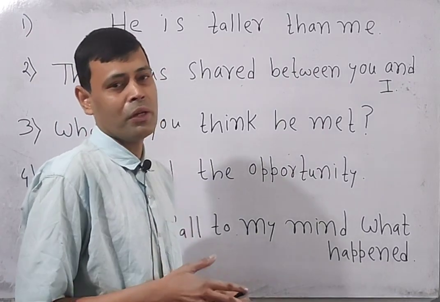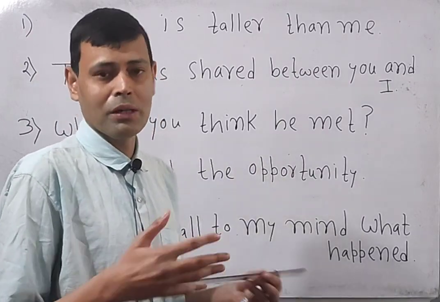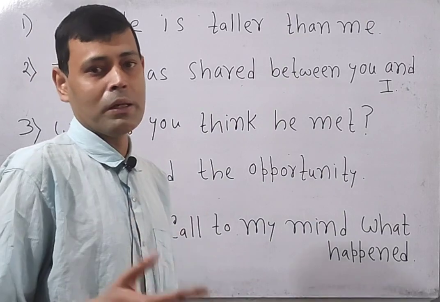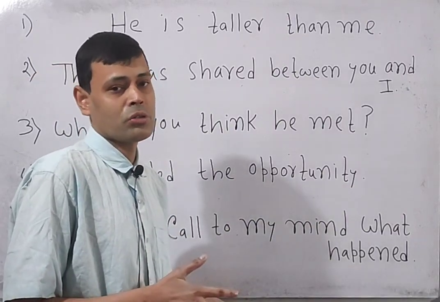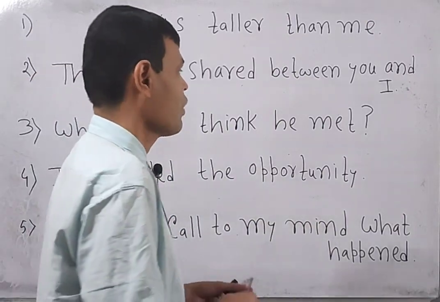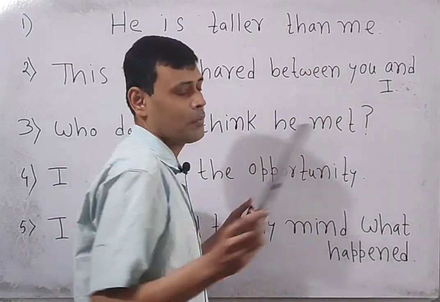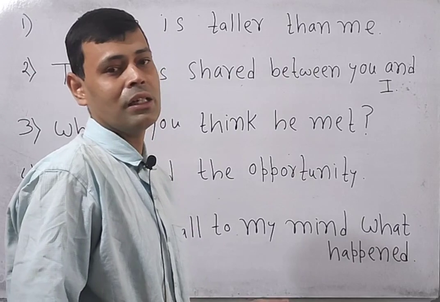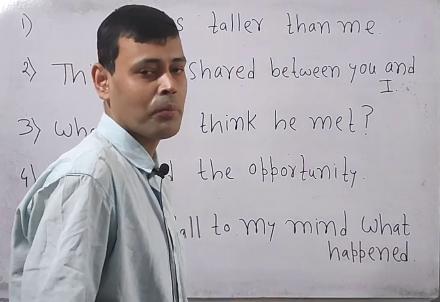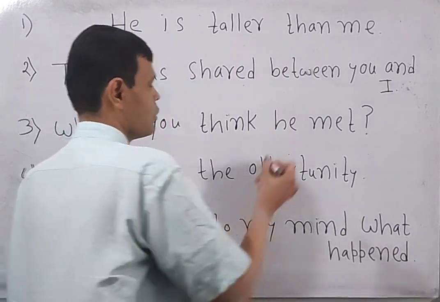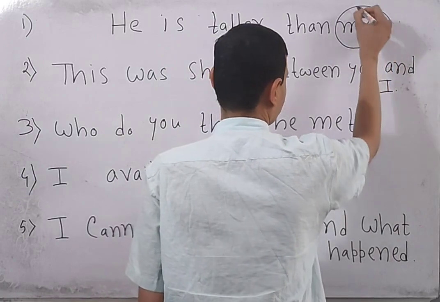But whenever you are going to speak to someone, you can use "he is taller than me". But in case of writing, you need to write "he is taller than I am", because it is functioning here as subject. "Than" is not a preposition here. Rather, it's a conjunction. Therefore, instead of "me", it should be "I". So, the mistake lies here. It should be I.